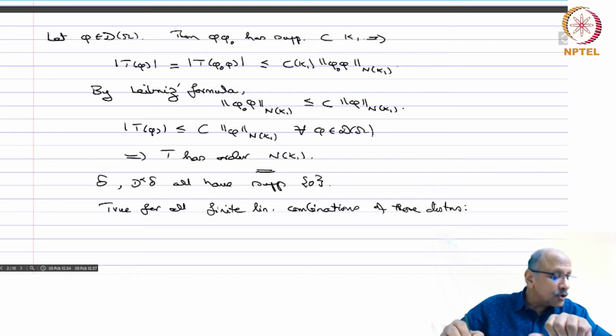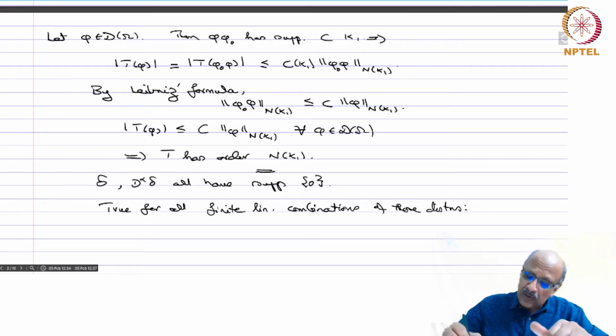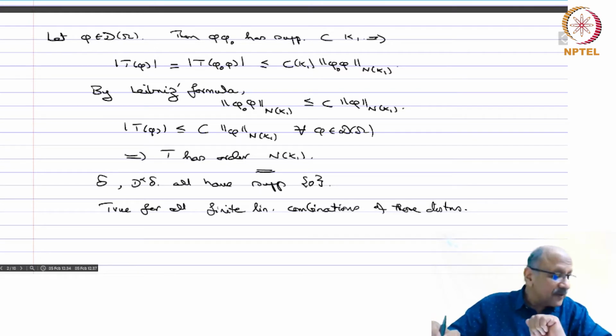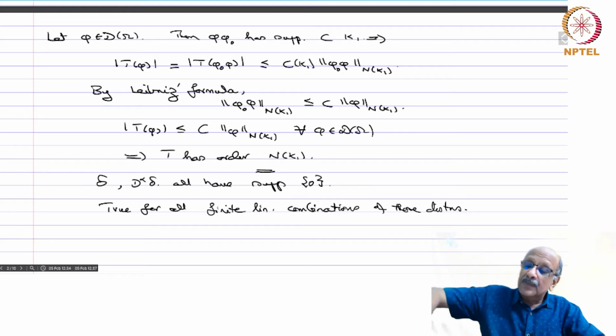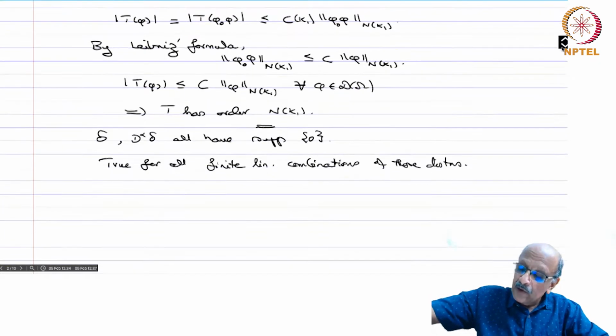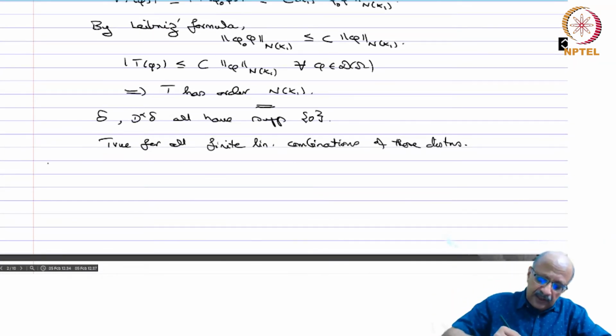Now we show that the converse is also true. Namely, if you have a distribution which is supported only at the origin, then it has to be a linear combination of the Dirac and its derivatives. Okay, so before we prove that, we prove a very beautiful lemma, you might have seen it when you did the functional analysis course. So here is a lemma.